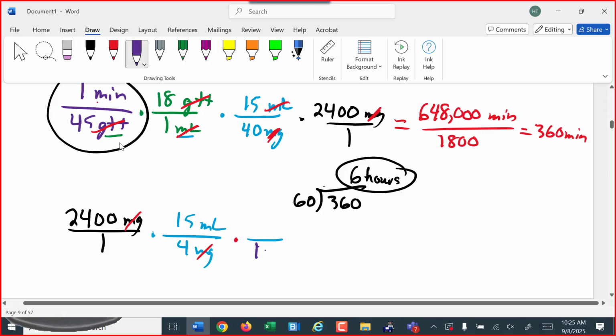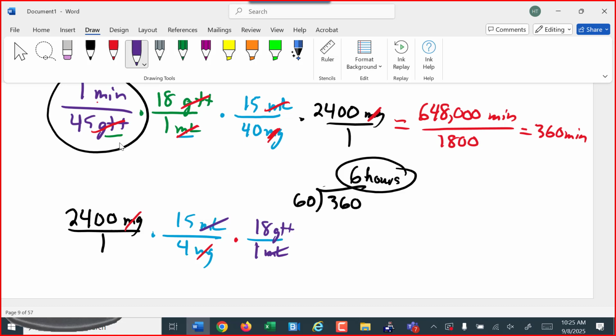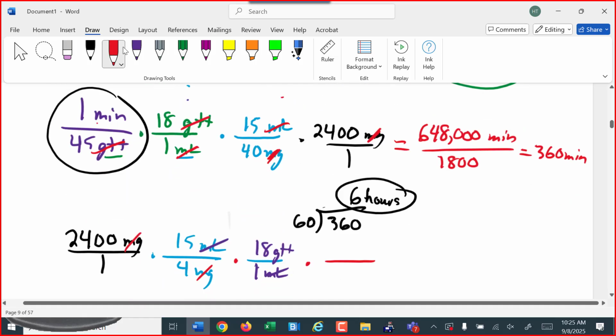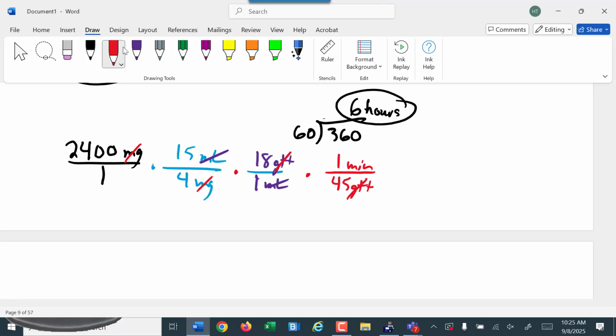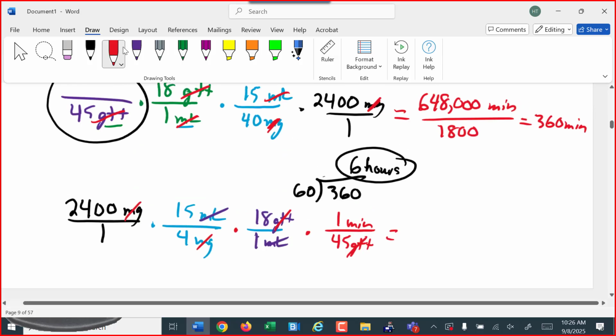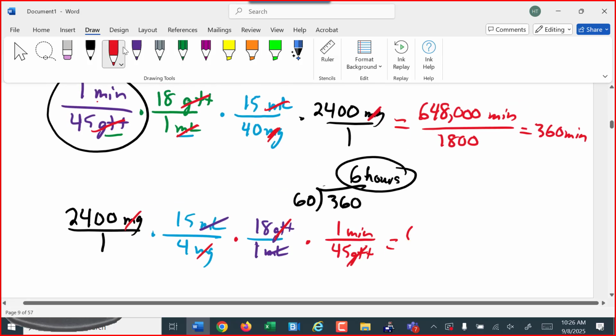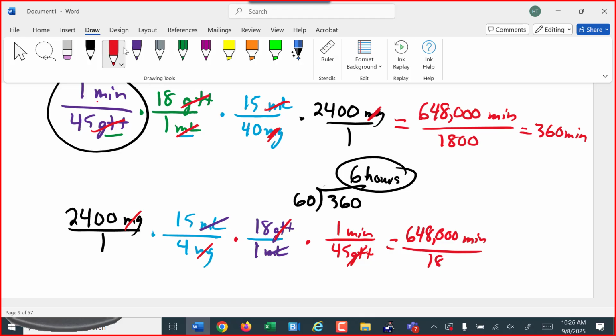So I have my 1 milliliter is 18 drops. My drops cancel out. And then I have my currently running flow rate of 45 drops per minute. So I put 45 drops on bottom, 1 minute on top. The drops cancel out. And I would end up with those exact same numbers, the 648,000 minutes over 1,800.